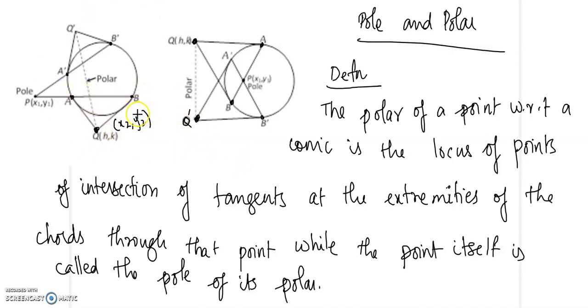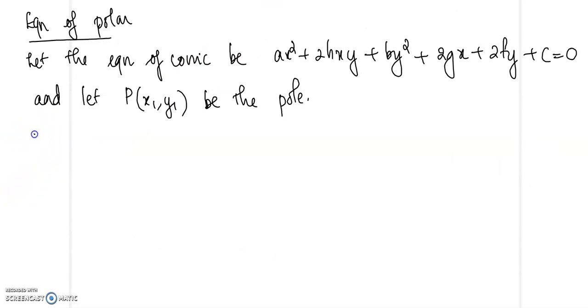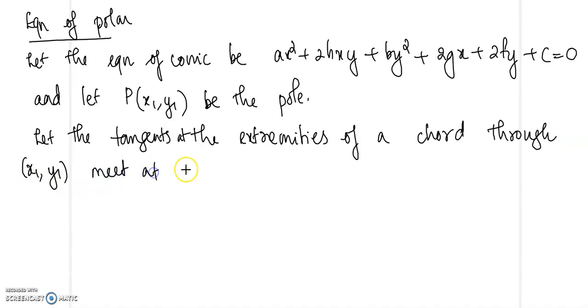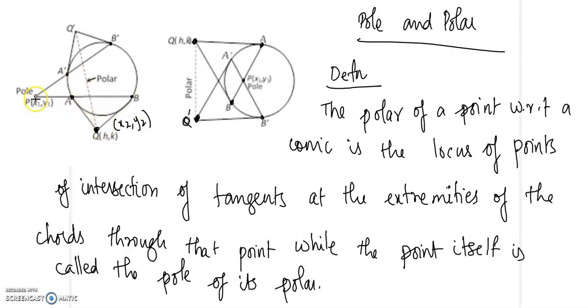So from the equation of chord of contact, we can write the equation of chord of contact AB with respect to the point Q. So let the tangents at the extremities of a chord through x1 y1 meet at x2 y2. അപ്പം നമ്മൾ ആ figure ൽ കാണിച്ച point ആണ് x2 y2. അപ്പോൾ നമ്മൾ P ൽ നിന്ന് conic ലേക്ക് intersect ചെയ്യുന്ന രണ്ട് points എടുത്തു. ആ points ലെ tangents meet ചെയ്യുന്ന point ആണ് x2, y2.